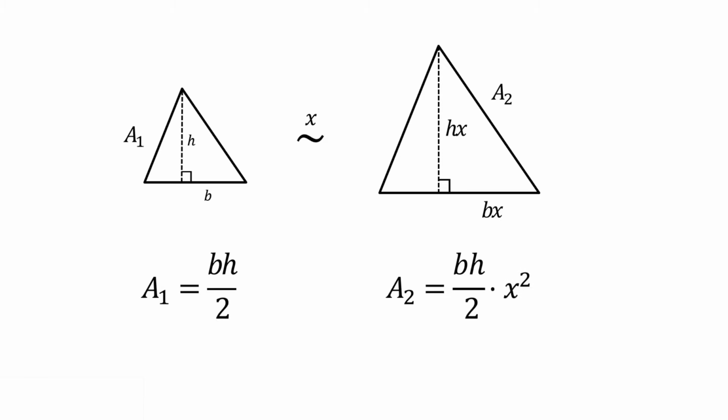So the area of the second triangle is exactly equal to the area of the first triangle multiplied by x squared. This justifies the principle that if the triangles have sides in a ratio equal to x, their areas will be in a proportion that's equal to x squared. So now I will present a solution to the problem.